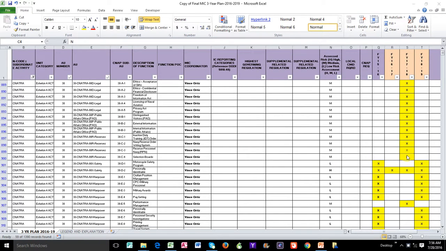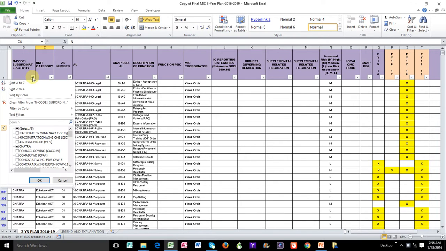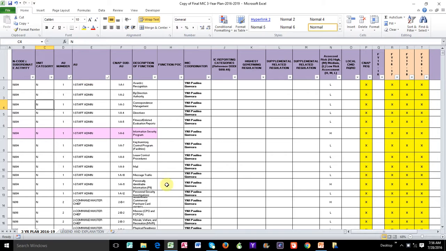So what we have here is the 3-year plan. The 3-year plan is just a spreadsheet that shows all of the different AUs and SubAUs, and it is a complete list for all the units. So when you look at it, obviously there'll be stuff in there that doesn't belong to you, so the easiest way to do that is just to filter down to your particular unit.